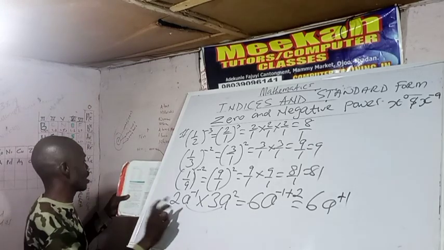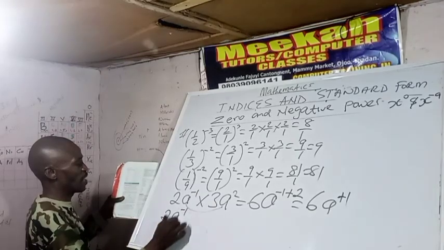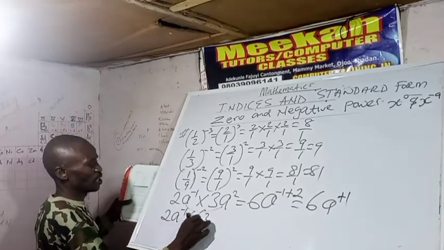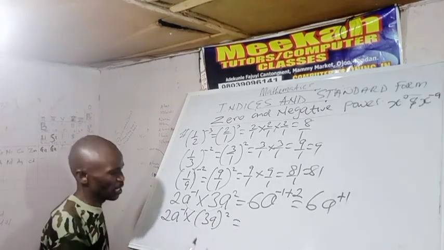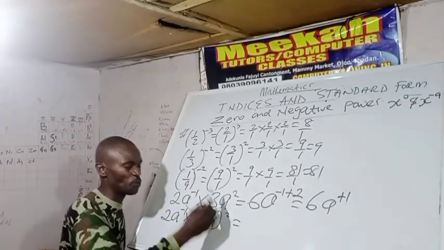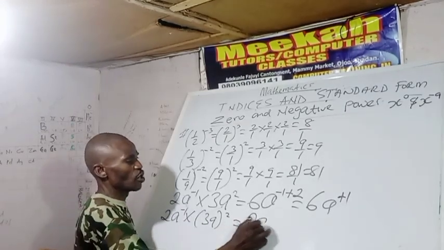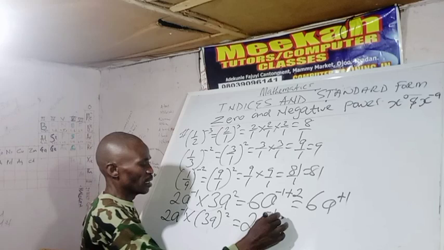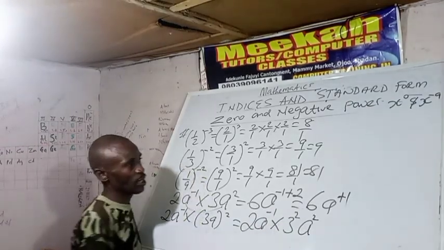And the last one here is what? 2a raised to power minus 1 times 3a into bracket 2. Of course, you need to open this. Everything inside this bracket is raised to power of 2. You must open this first. Now let's have it: 2a raised to power minus 1 times 3 raised to power 2, a raised to power 2.